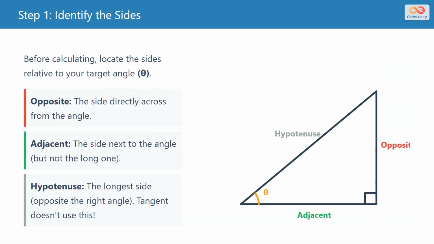Before we can calculate anything, we need to know which sides are which. Look at the angle theta in the corner. The side directly across from it is the opposite side. The side right next to it is the adjacent side. We ignore the long hypotenuse for tangent calculations.